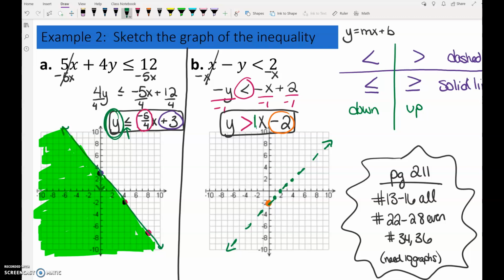Y needs to be greater than, so we need to shade up. Think about that beginning dot at negative 2. Where are the y values bigger than negative 2? They're bigger straight up. That's the side of the graph that you need to shade.